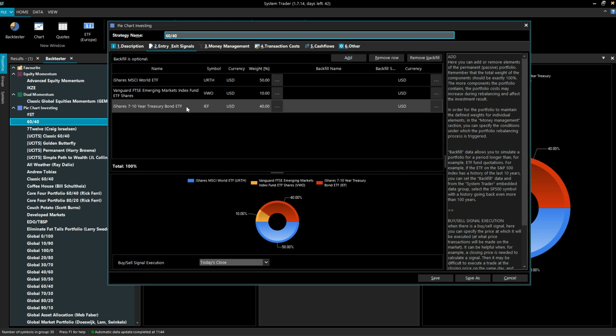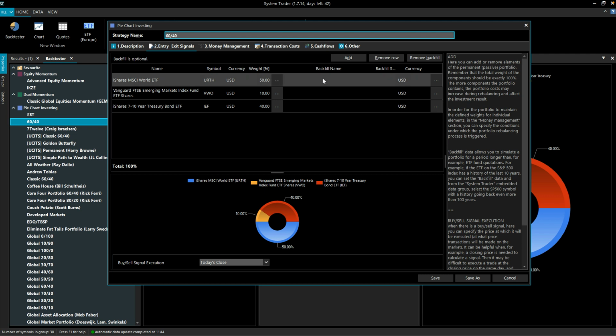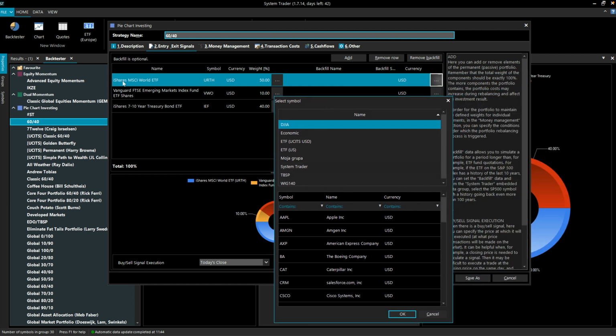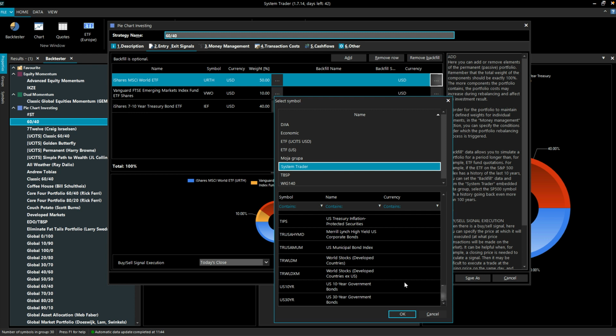If we are using the ETFs from America, we still only have data going back to 2012. So if we want to extend that period, we have to use so-called backfill data. And luckily, in the application, we have a lot of built-in historical data, and I described that in the previous lesson. For that reason, let's click on that button. So we want to set the backfill data for MSCI World. We have to go to System Trader Group, and then select World Stocks Developed Countries.